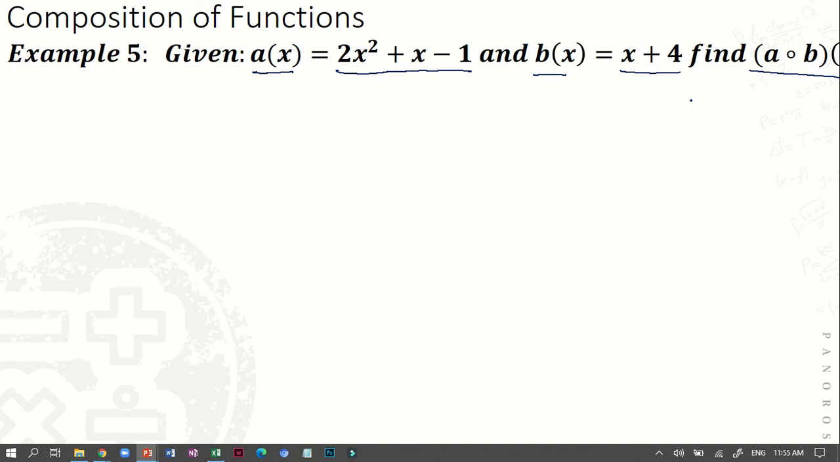Tatakpan. Anong hinihingi natin dyan? Ang hinihingi natin dyan is a composite b of x. So, yan ang ating hinahanap. A composite b of x.